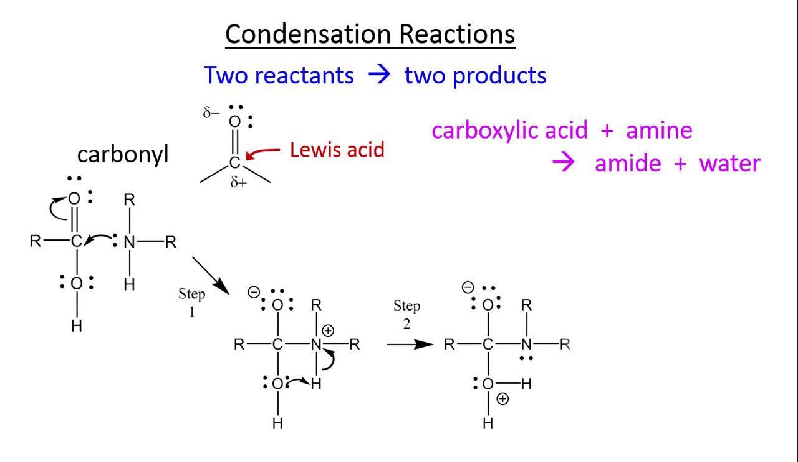Now we have the atoms lined up correctly. All that's left is to break off the water and reform the carbonyl double bond. This third step then gets us to our final products, an amide, where nitrogen is bonded to carbon, and water.